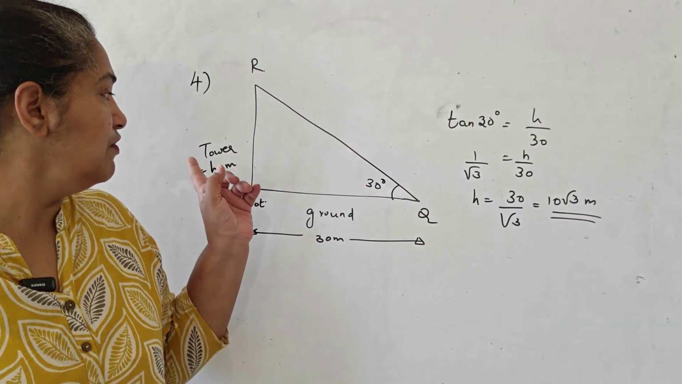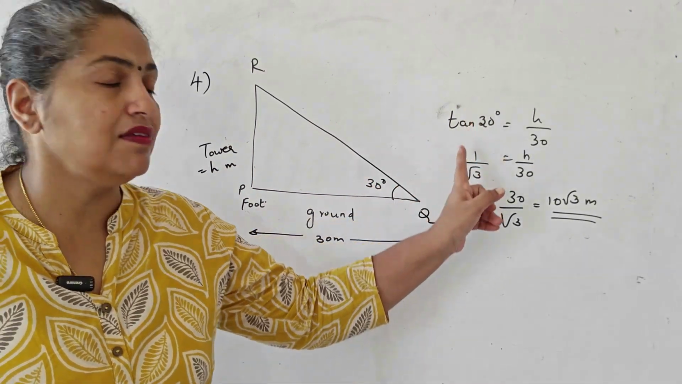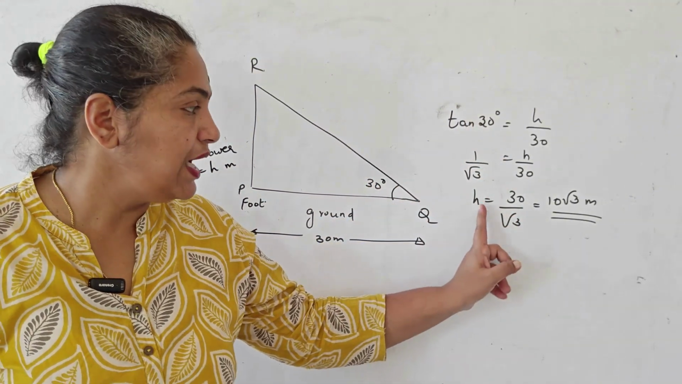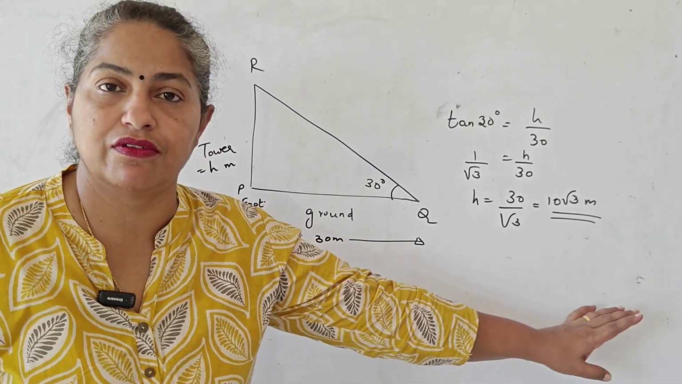This is 30 degrees. We need to find the value of h, that is the opposite side. We know the adjacent side. Just substitute the tan 30 value, and again you will need to rationalize. You will get 10 root 3 meters.